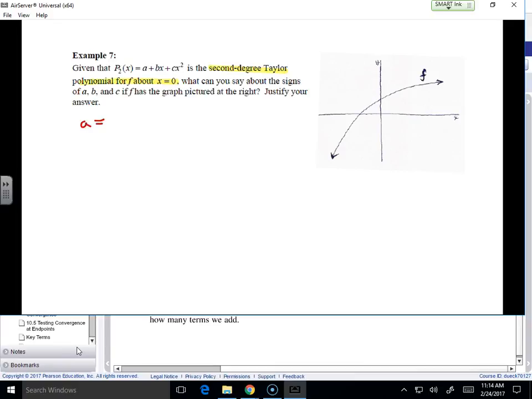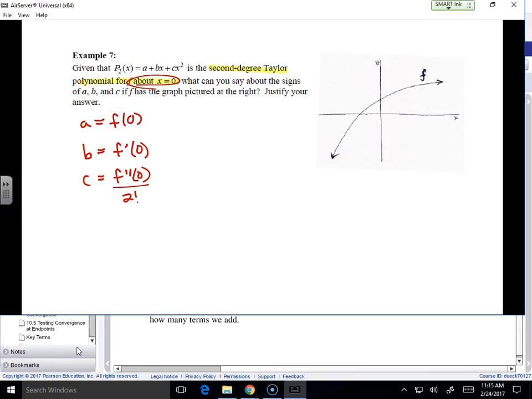Who is A? The first term. How do I find the first term of a Taylor polynomial? Who's B going to be? Does that make sense? Who's C going to be? F double prime over... Woo! Way to catch that. Many people forget it. A is f of 0, B is f prime of 0, C is f double prime of 0 over 2 factorial.